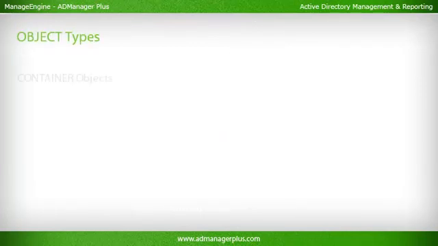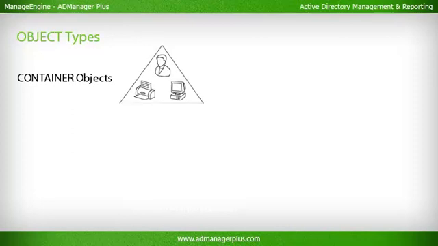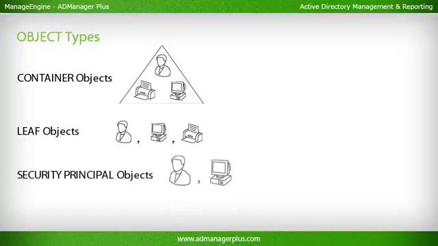Object types. Container object: objects that contain other objects, like domains, organizational units (OUs), users, computers, groups. Leaf object: objects that cannot contain other objects. Example: users, computers, printers, etc. Security principal objects: objects that can be authenticated using a username and password, and can also be assigned permissions and authorizations.